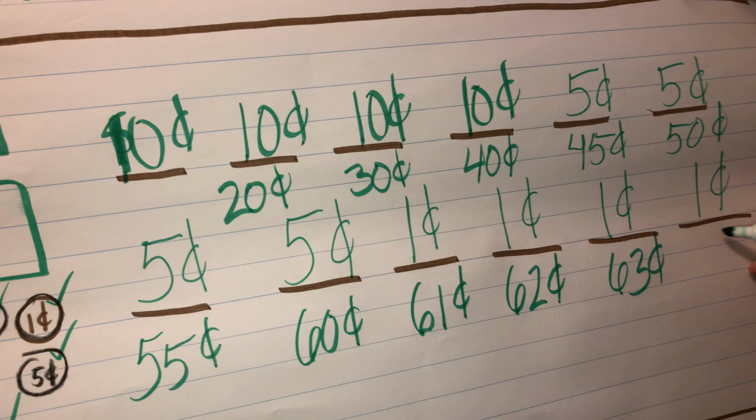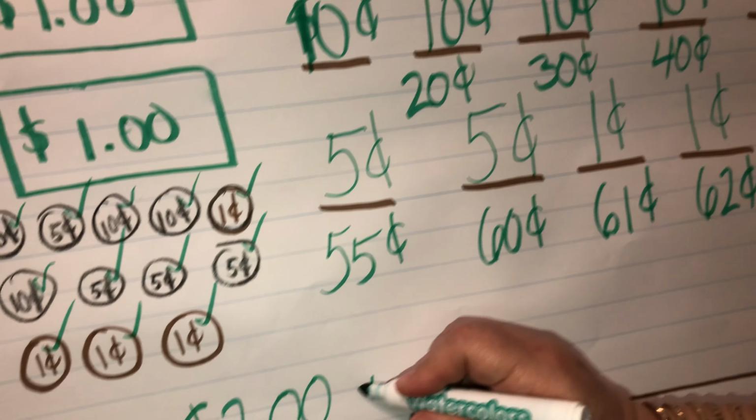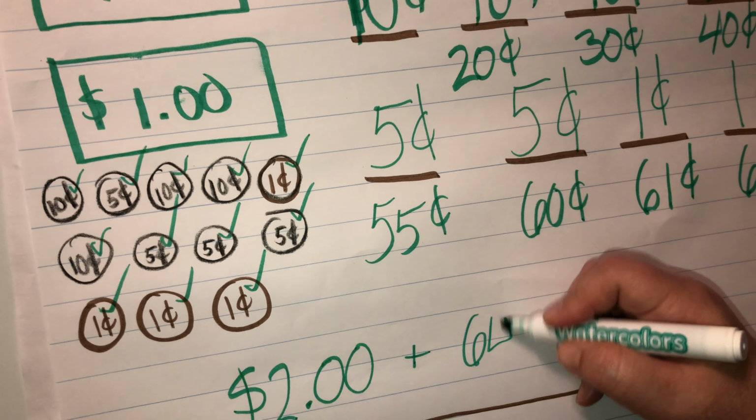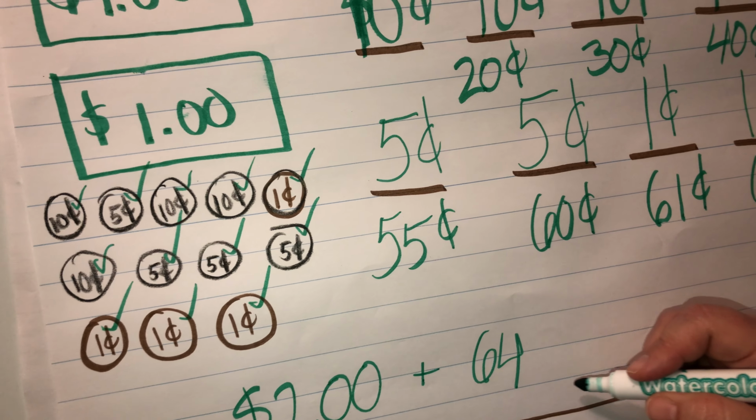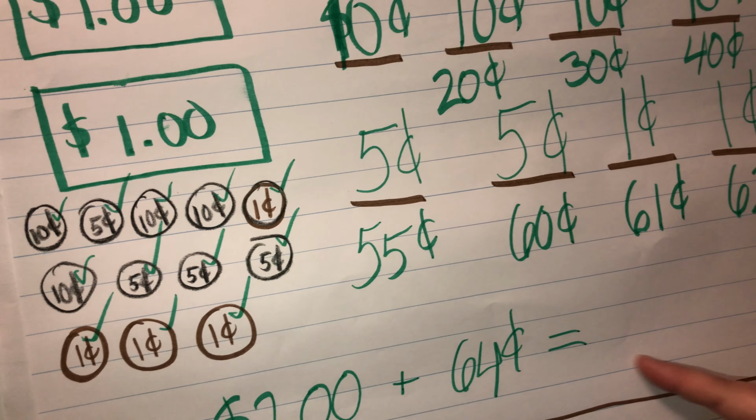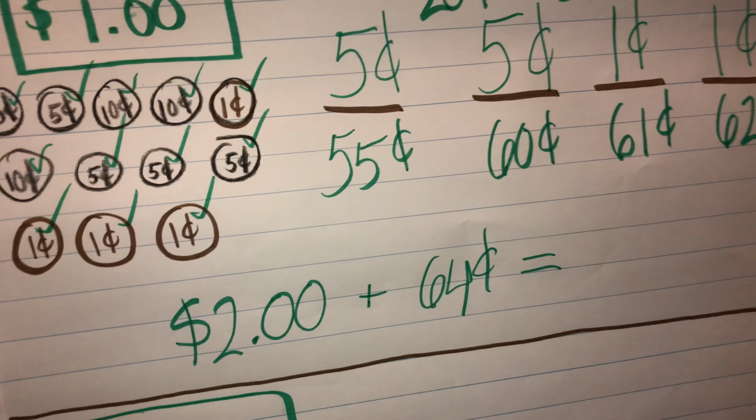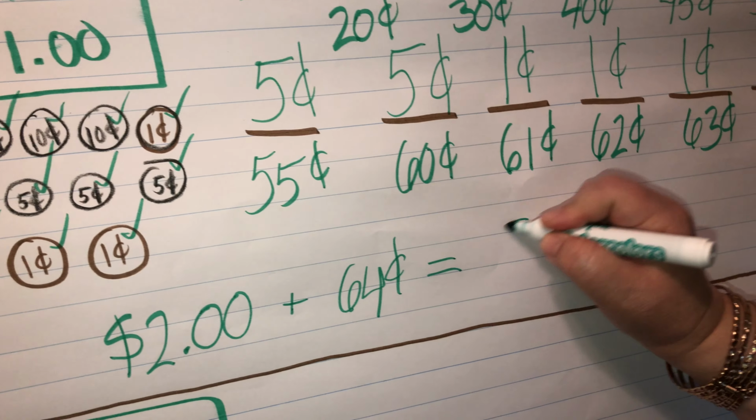And 1 final penny, 64 cents. So I have my $2 that I'm going to add to my 64 cents. Now, remember, when we add dollars and cents, we use the dollar sign.